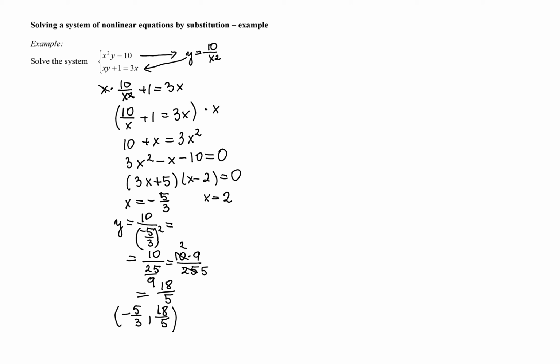When x is equal to 2, the y is going to be 10 over x squared, which is 2 squared, and therefore it is 10 over 4, and after simplifying we'll have 5 over 2. So the second solution is x equals 2 and y equals 5 over 2. So this system of equations has two solutions.